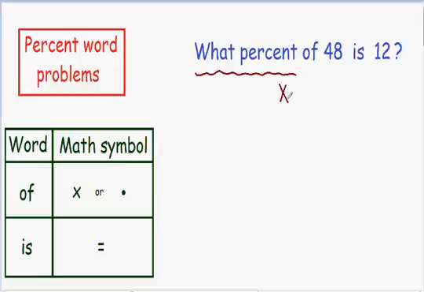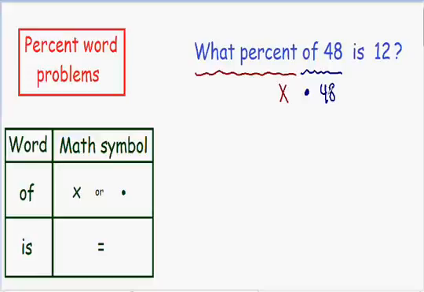So now we can keep moving to the right. The next two words are of 48. And if you look at the chart I wrote for you on the bottom left part of the screen, the mathematical symbol for the word of is the multiplication symbol, which is just an x or a dot. So instead of writing of 48, I'm going to multiply 48.